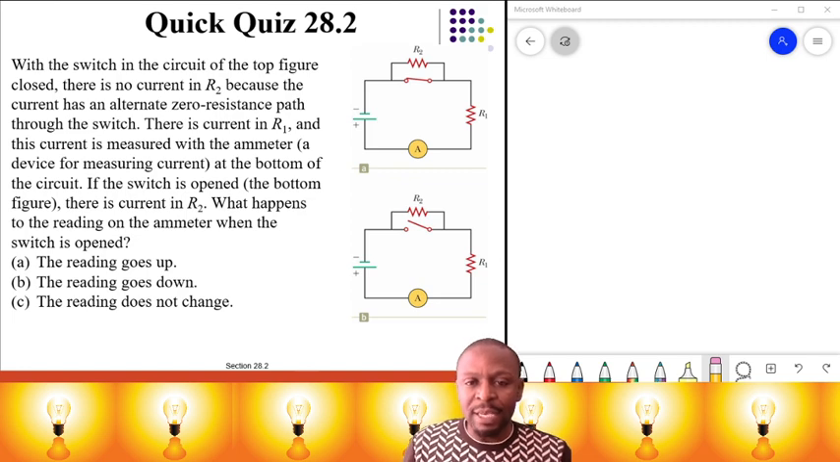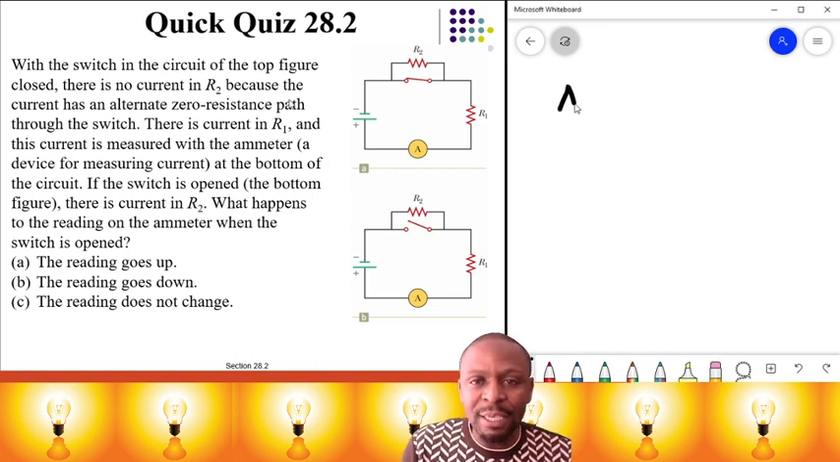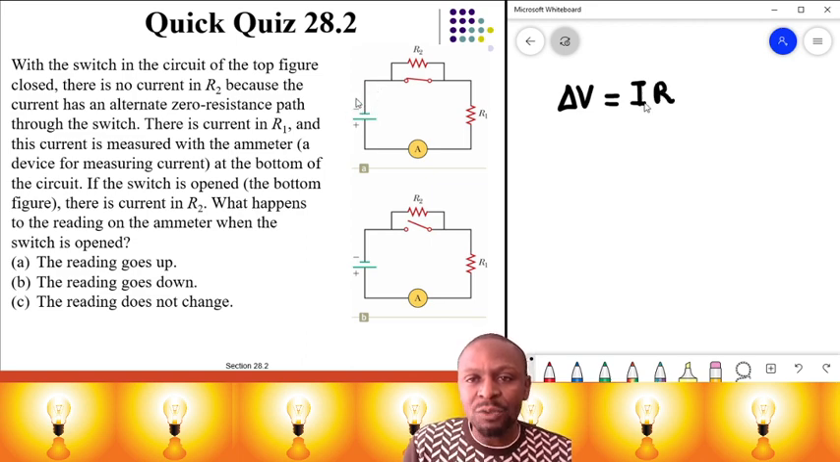What happens to the reading in the ammeter when the switch is open? Now the question is actually asking you what the effect on the current is. From there, I will just have to use the result of Ohm's law, which is ΔV equals IR. In this case, I just want to write this in terms of the current. The current is just equal to change in V divided by R.